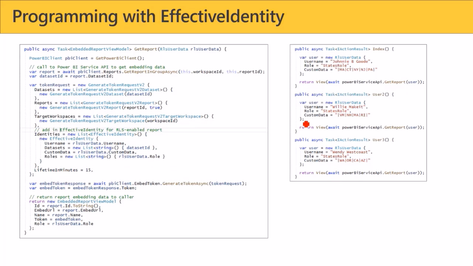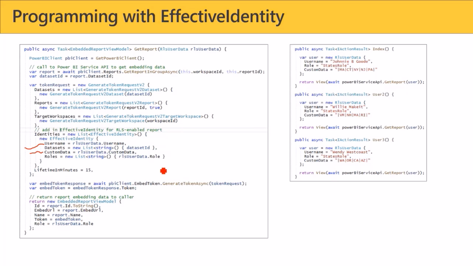Now, drilling down here, you can pass the username, which typically you'll have from your authentication. There's also something which is custom data. And both the username and custom data can be used to pass data through the embed token to RLS rules.